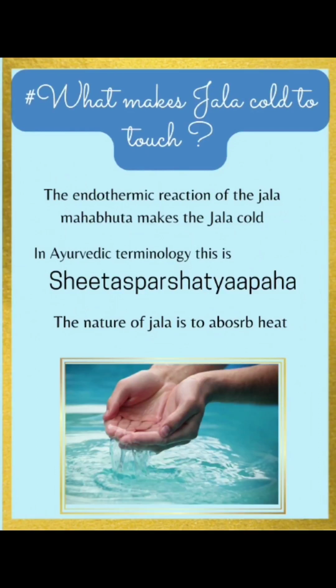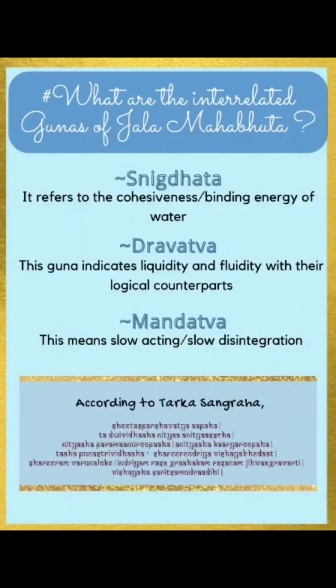This highlights the fact that the nature of Jala is to absorb heat by virtue of its mass and stronger bonds. Let us now look into some of the other interrelated gunas of Jala. The first one is Snigdhata. It refers to the cohesiveness or the binding energy or the chemical bonds responsible for the mass and stability.